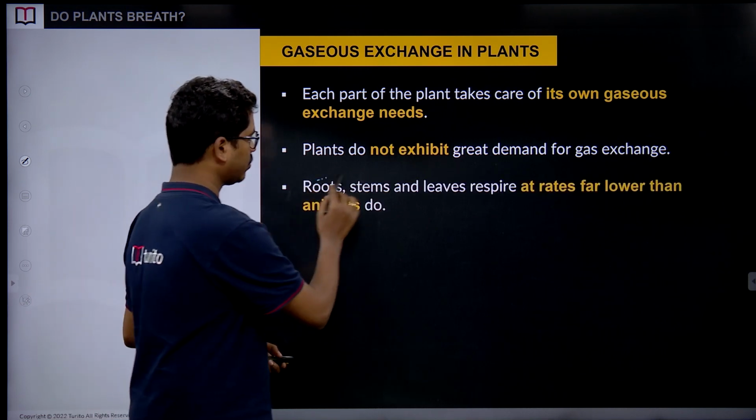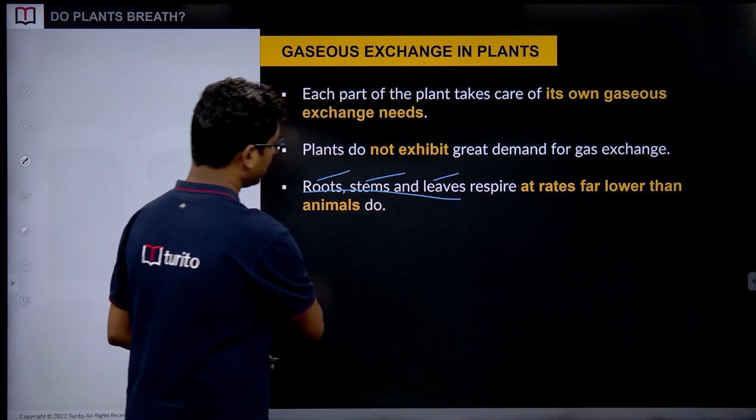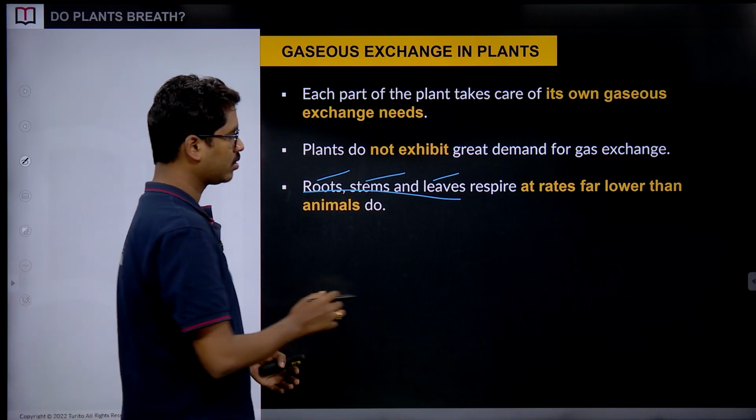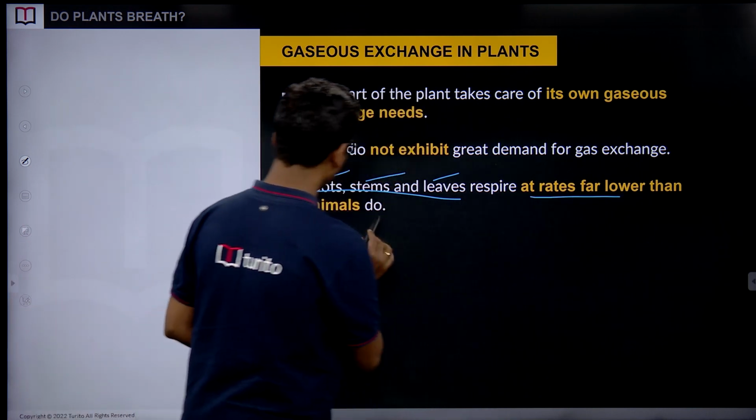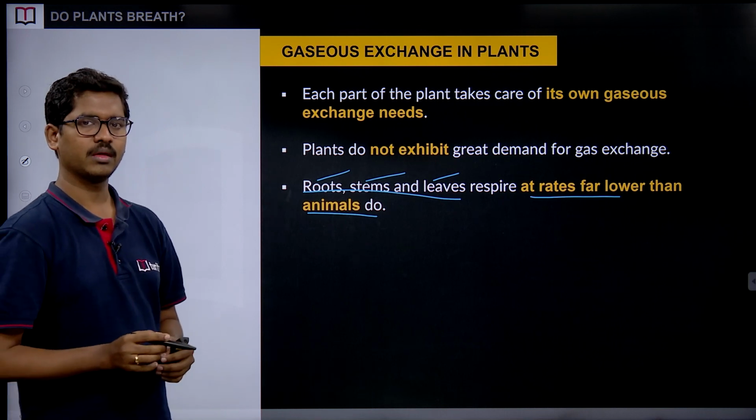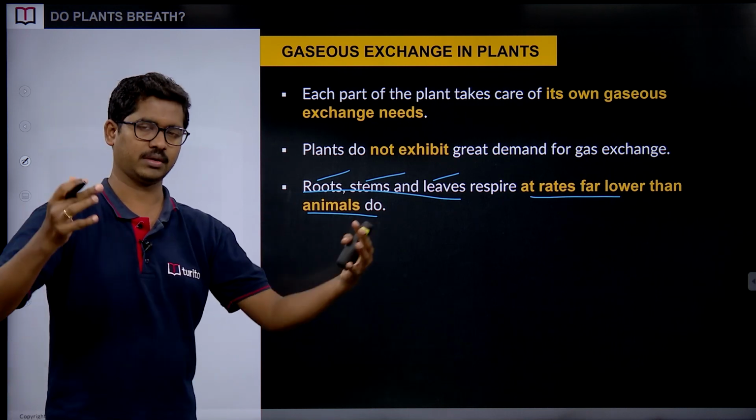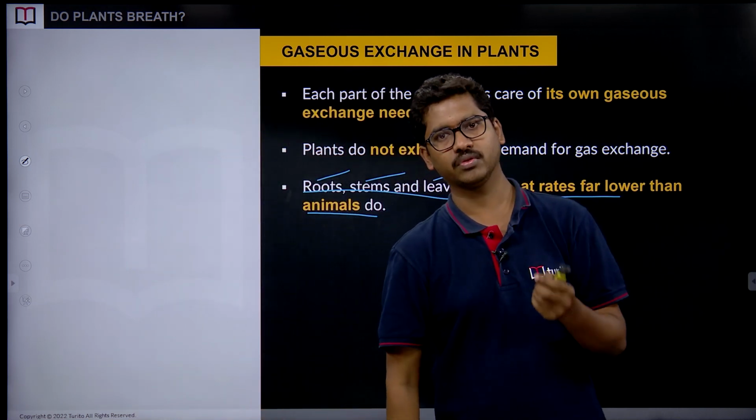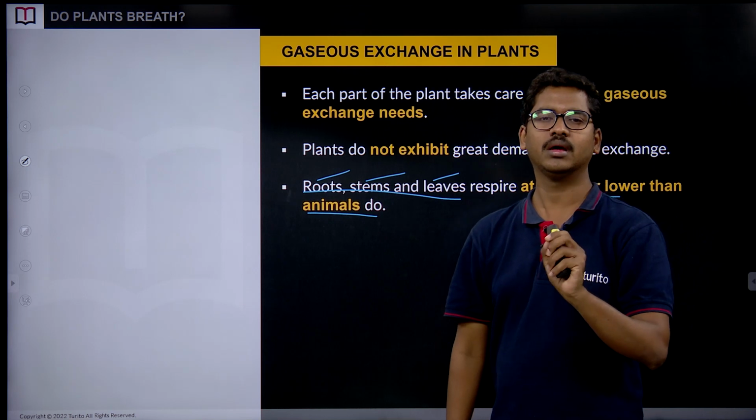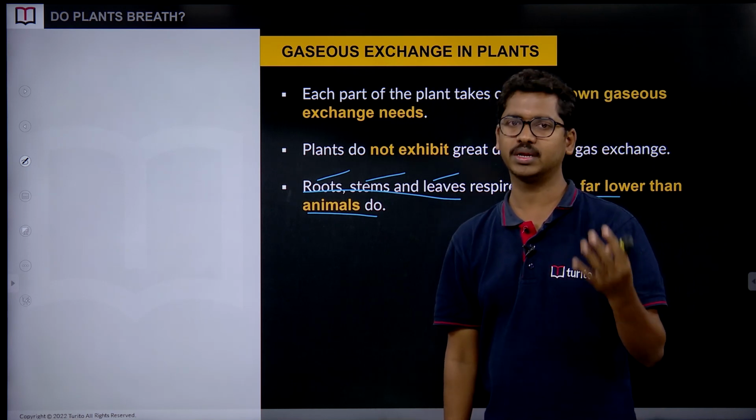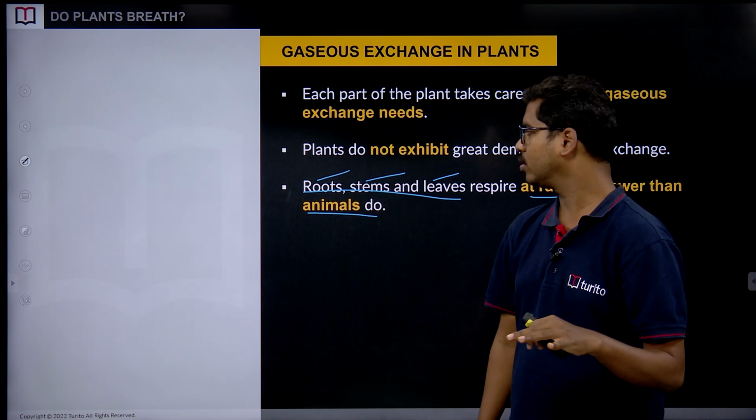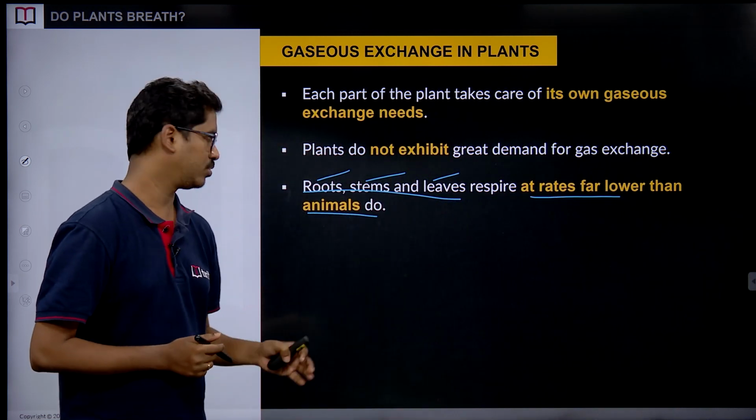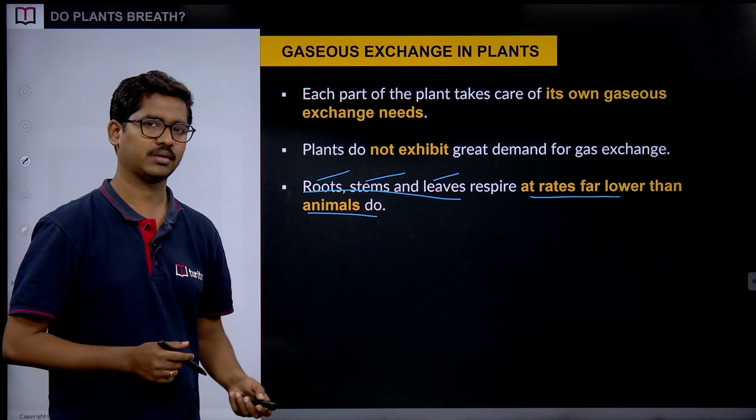So, we have different organs for them to do the process, that is roots, stems, leaves, they all take part in doing that. They respire at rates far lower than animals do, because the animal structure is really very, very big. So, leaves alone with microscopic stomata cannot suffice the need of respiratory gaseous exchange. So, plants have an additional modification within themselves, so that they can respire, right.